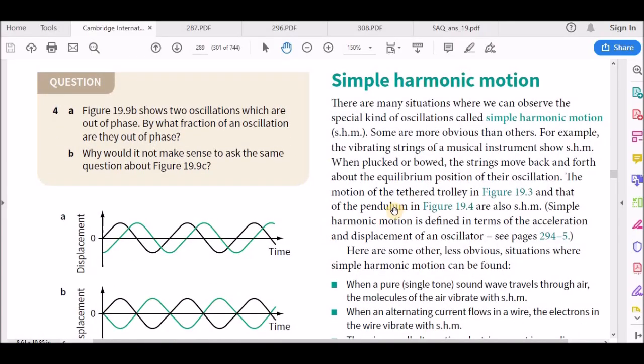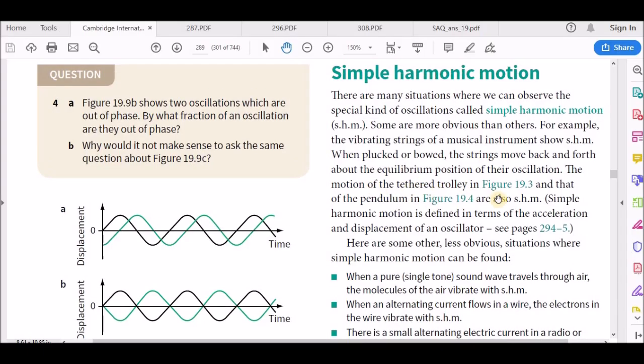Now they introduce simple harmonic motion. There are many situations where we can observe the special kind of oscillation called simple harmonic motion, and you can see again this word is in green bold letters, which means you have to know the meaning, you have to know the definition, and I also already showed you the definition. Some are more obvious than others. For example, the vibrating strings of a musical instrument show simple harmonic motion. When plucked or bowed, the strings move back and forth about the equilibrium position of the oscillation.